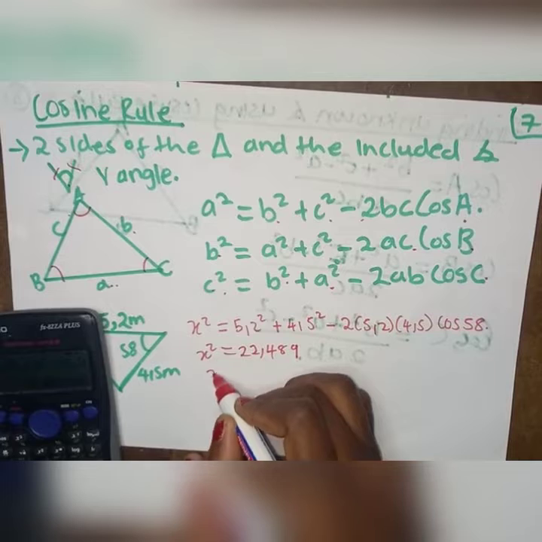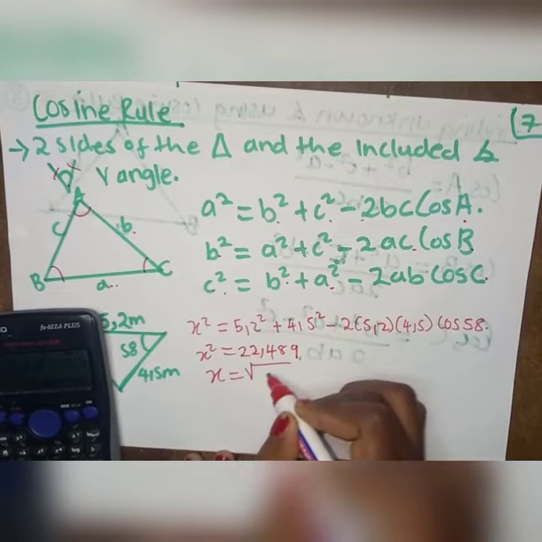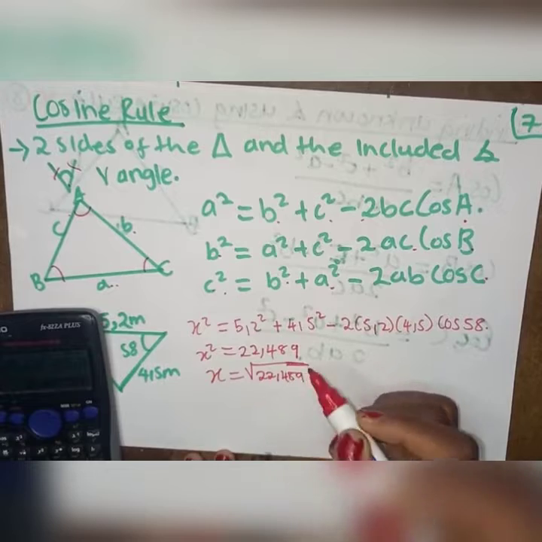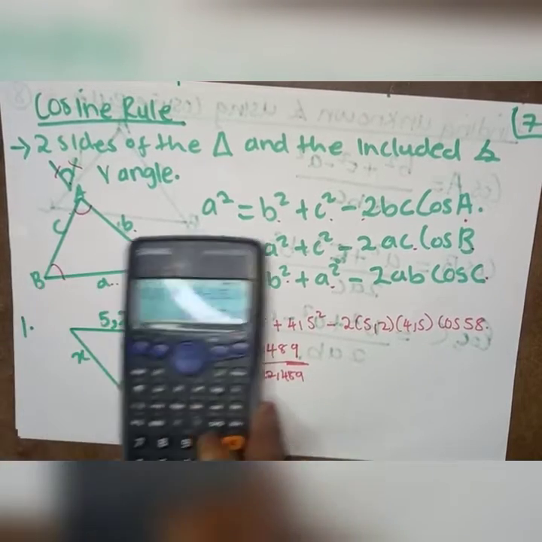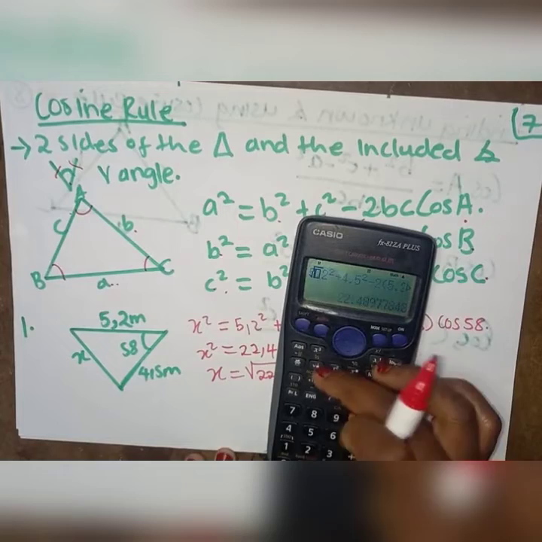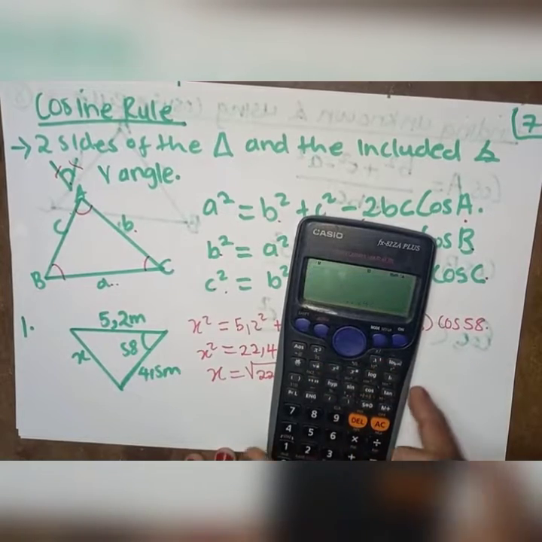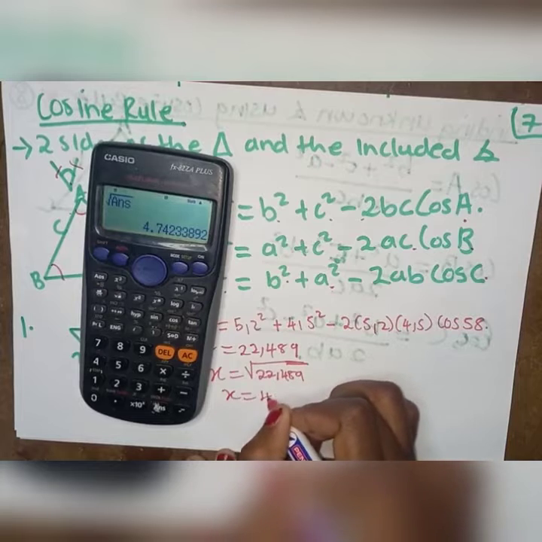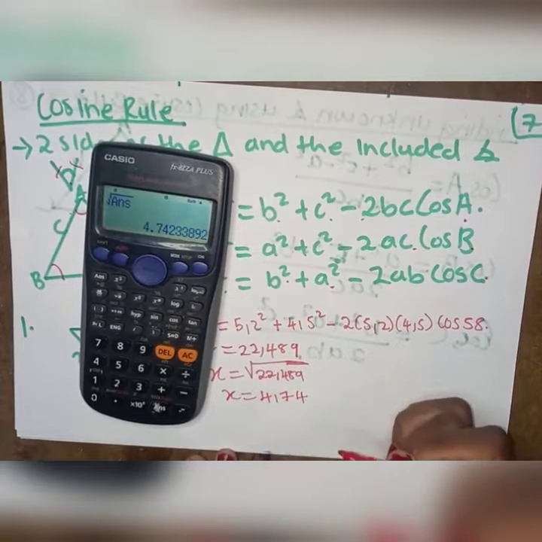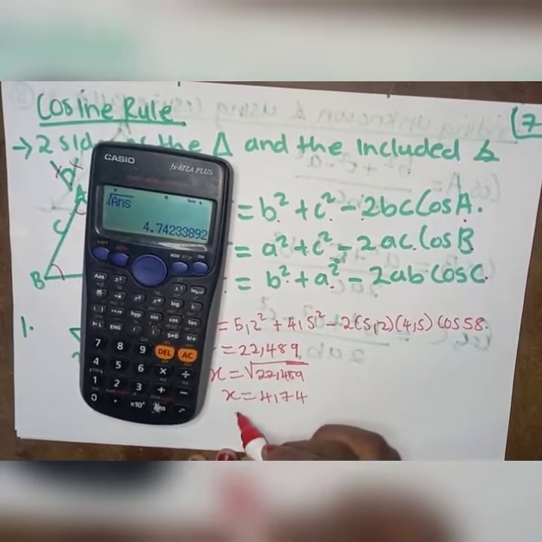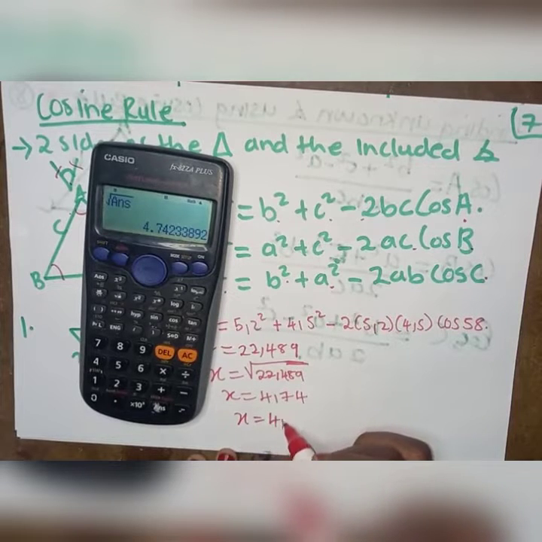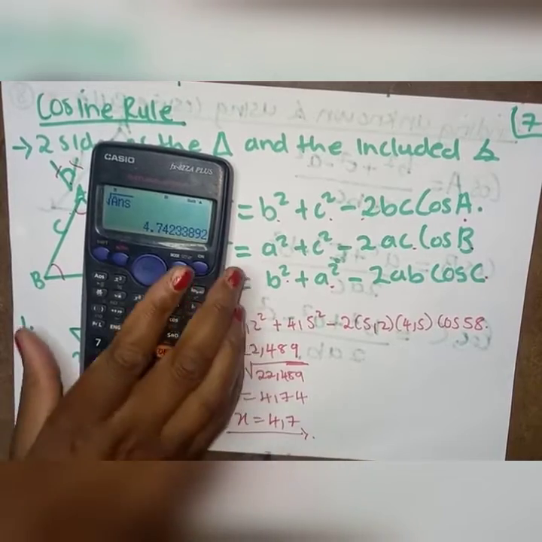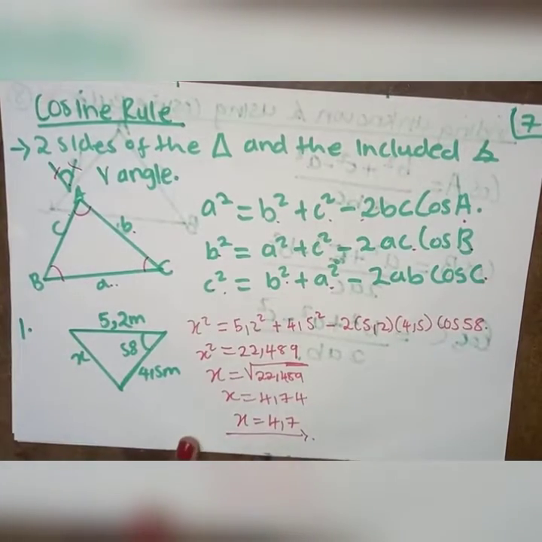But remember, we need the value for x, so it simply means this is the square root of 22.489. Just take note, I did not delete my answer here, so I'll simply say square root of my answer, which is 4.74. My value for x is going to be 4.74. Round it off to one decimal place. My x value is just 4.7.